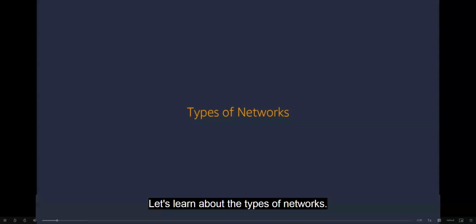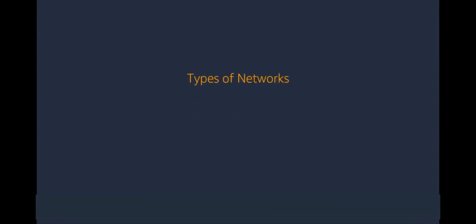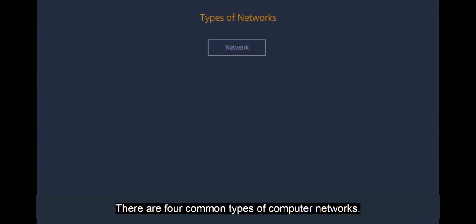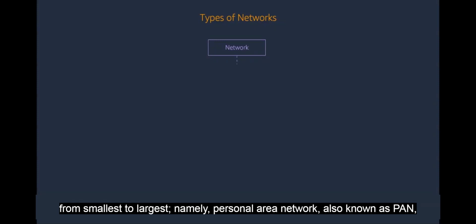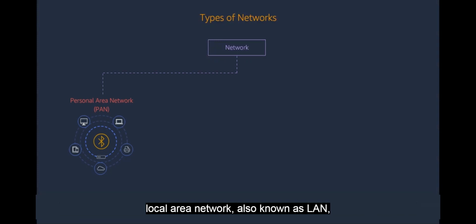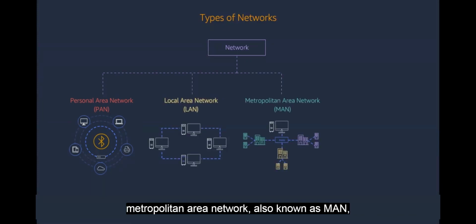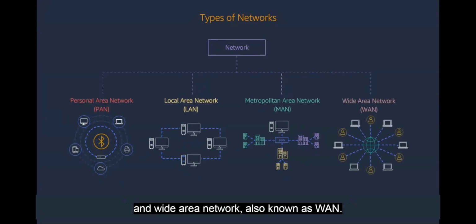Let's learn about the types of networks. There are 4 common types of computer networks. In this video, we will describe them in order of their size, from smallest to largest, namely Personal Area Network, also known as PAN, Local Area Network, also known as LAN, Metropolitan Area Network, also known as MAN, and Wide Area Network, also known as WAN.